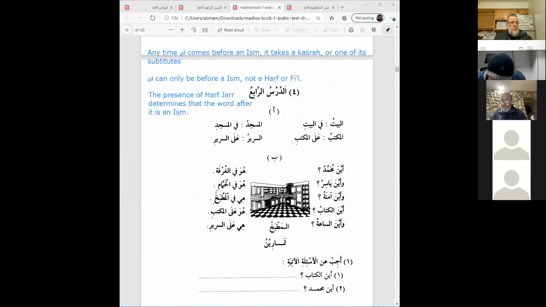So the lesson here is that fi and ala do something to a noun. What they do to an ism is they cause the end of that ism to have a kasra or one of its substitutes.